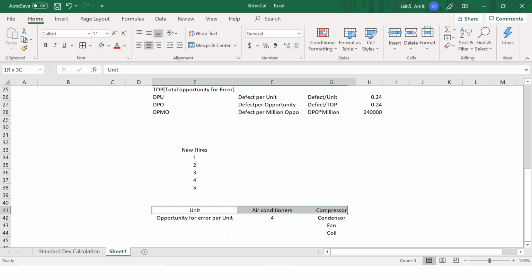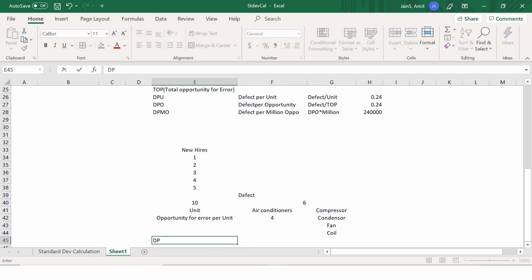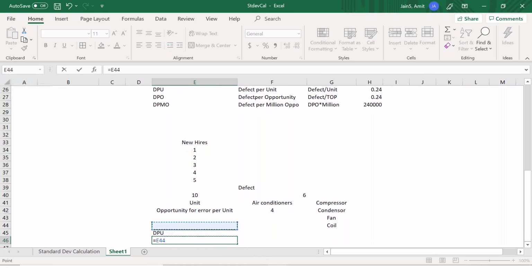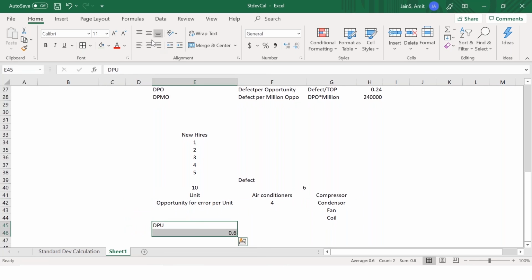Actually, I didn't realize that we have overshot the time. So anyway, let me just quickly complete this one. So 4 opportunities for error, right? And let's say we are auditing 10 air conditioners, and we found that 6 air conditioners are defective, right? Or there are 6 defects. So the DPU in this case would be 6 divided by the 10 units that we are auditing, which is 60%.